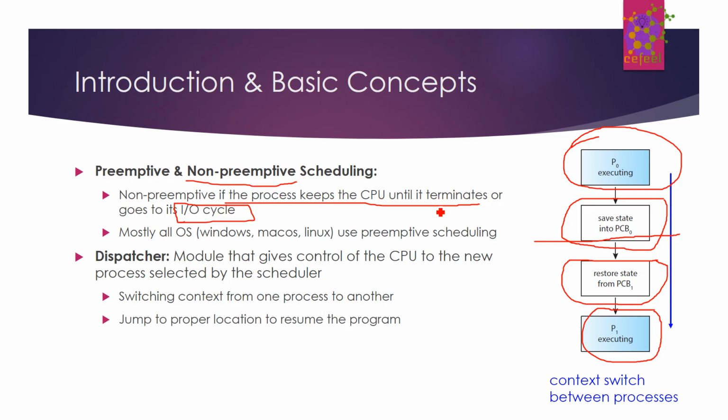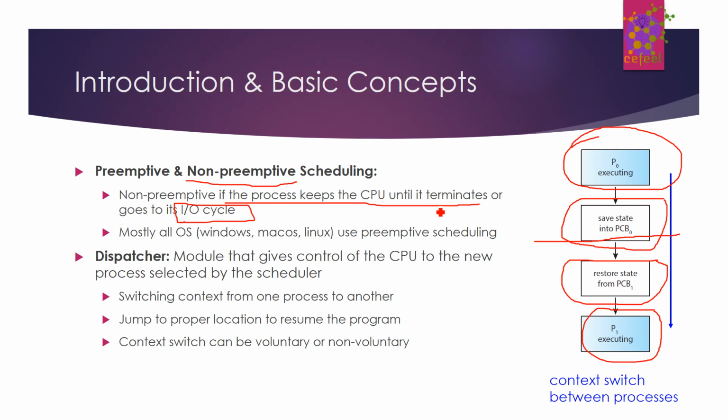The dispatcher also makes sure that the program's proper location is resumed. So when the process starts again, we have to make sure that what it had already run is not repeated, and only the new line from which it has to be executed is run. So this is done by the dispatcher.